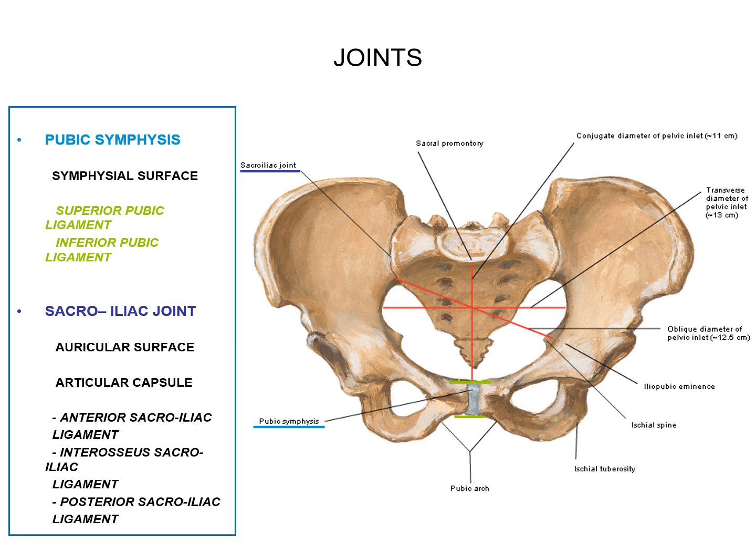Pubic symphysis joins the pubic bones. The surface for the pubic symphysis is linked to the adjacent surface by fibrocartilage. The superior pubic ligament and inferior pubic ligament are associated with the pubic symphysis.